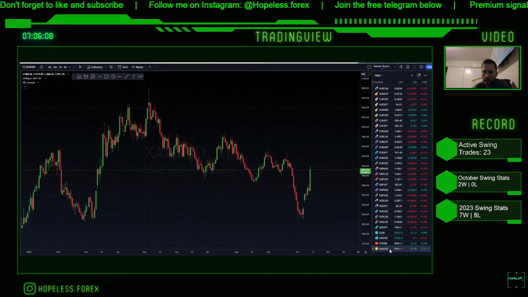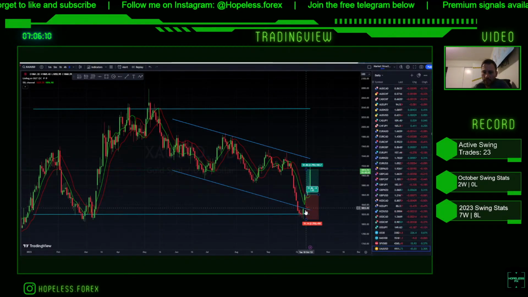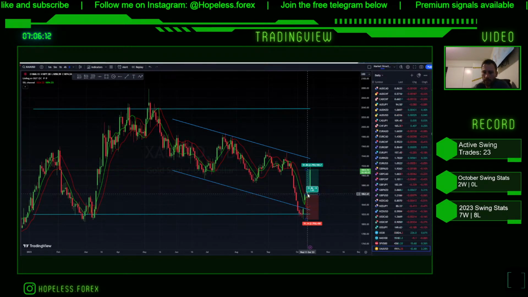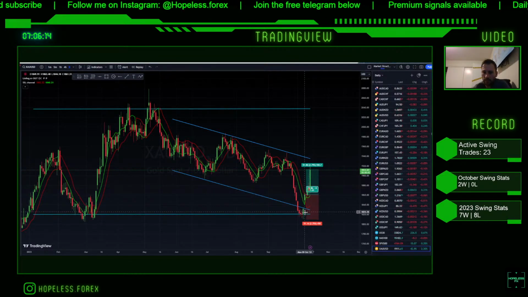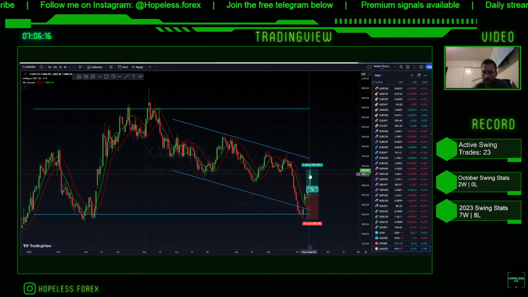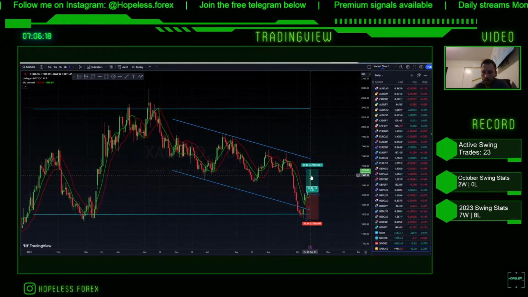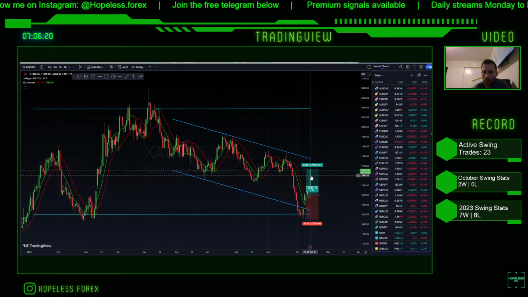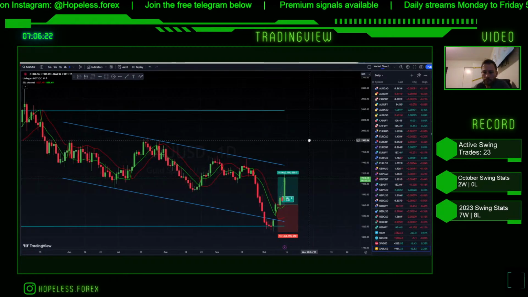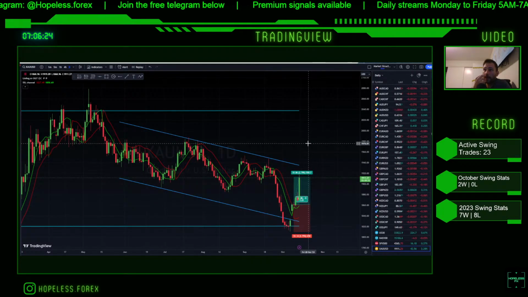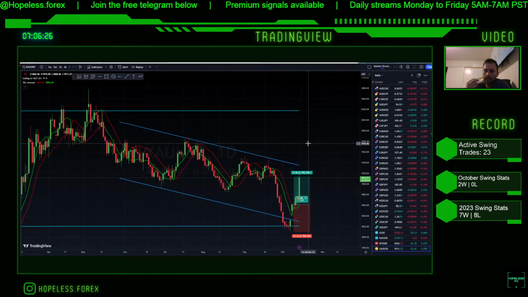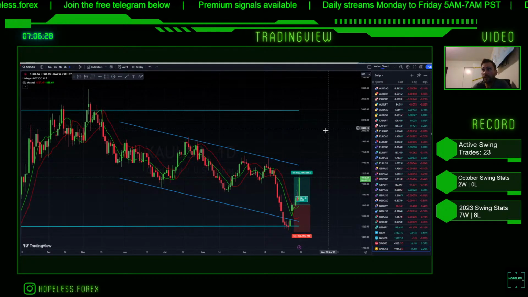And gold had a nice rejection here, and then we got in on the SSL swap as price came back up, and it's had its huge day today, up over $40. So that was our winner for this morning, was this gold trade. Quite nice. And that's sort of it.